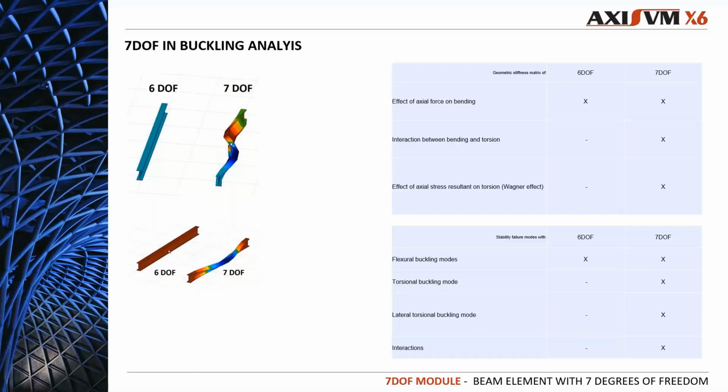And since the geometric stiffness matrix of the 6 degrees of freedom elements neglects the interaction between the bending and torsion and the effect of axial stress resultant on torsion, or the Wagner effect, the traditional 6 degrees of freedom element cannot take into consideration specific modes of buckling failure, such as torsional modes and lateral-torsional buckling modes and the interactions, which can be computed using the 7 degrees of freedom element.